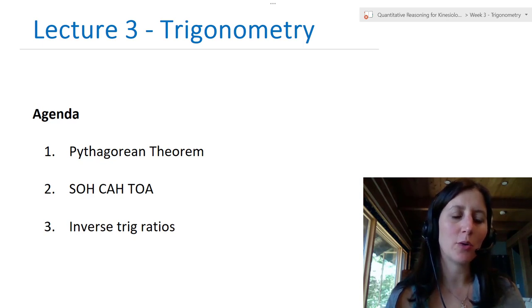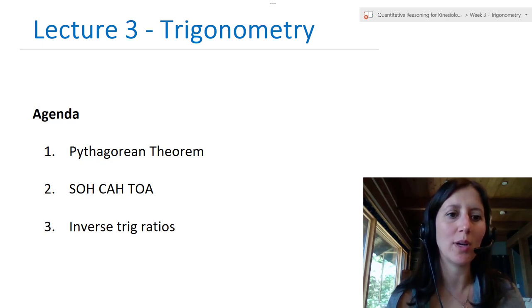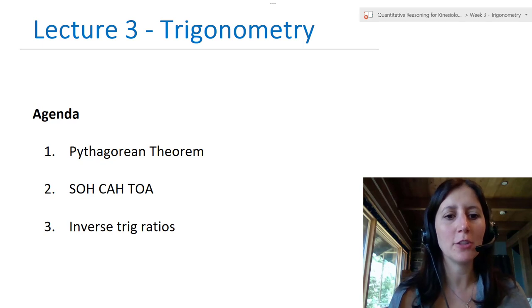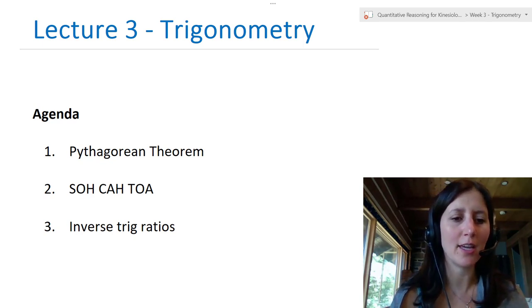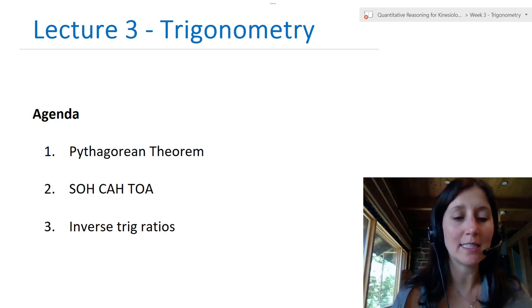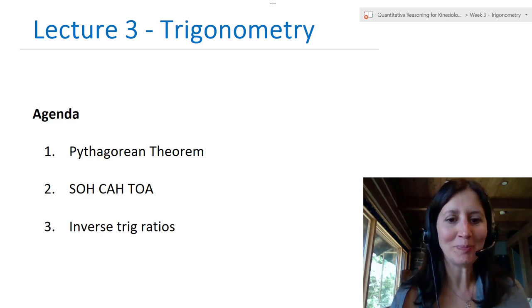We're also going to use Sohcahtoa to find a missing side in a right-angled triangle when you know one side and one of the angles. And we're also going to use inverse trig ratios to search for one of the angles if you know two of the sides of a right-angled triangle.